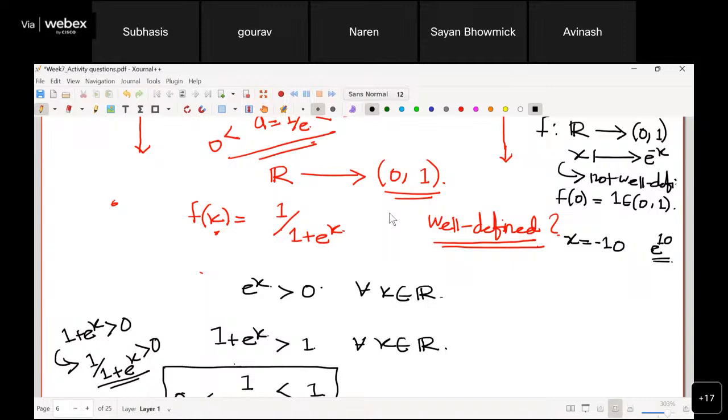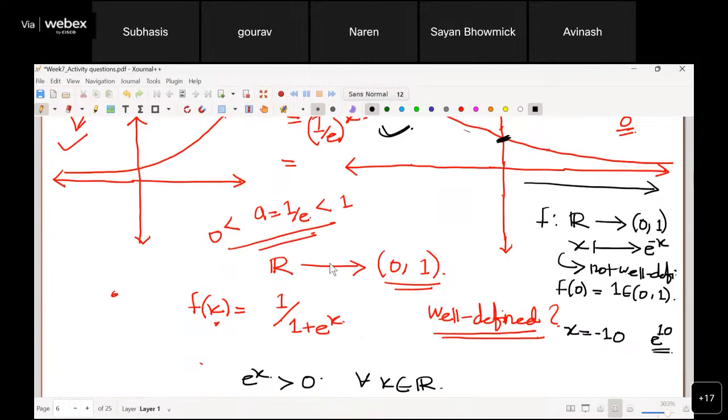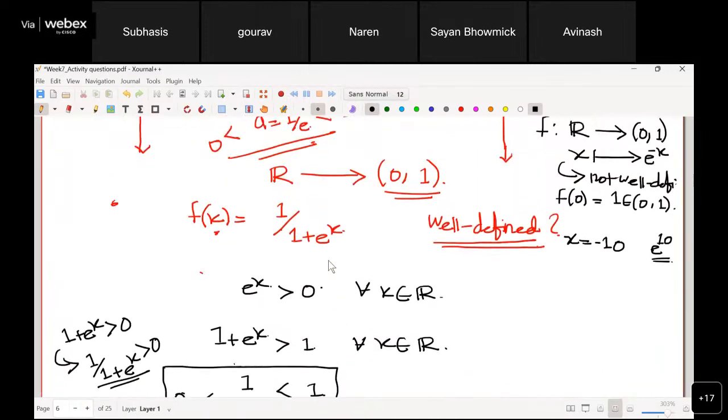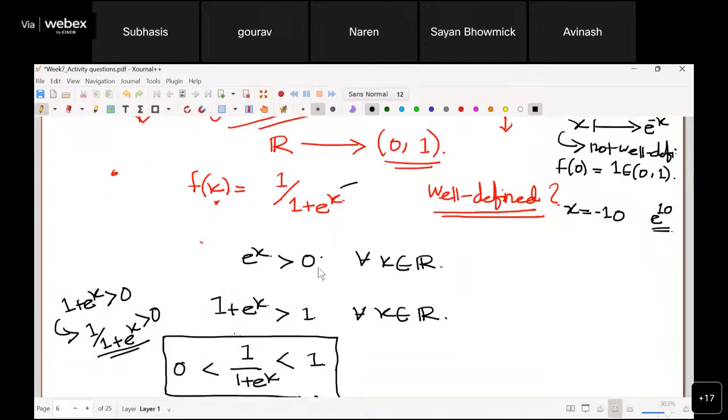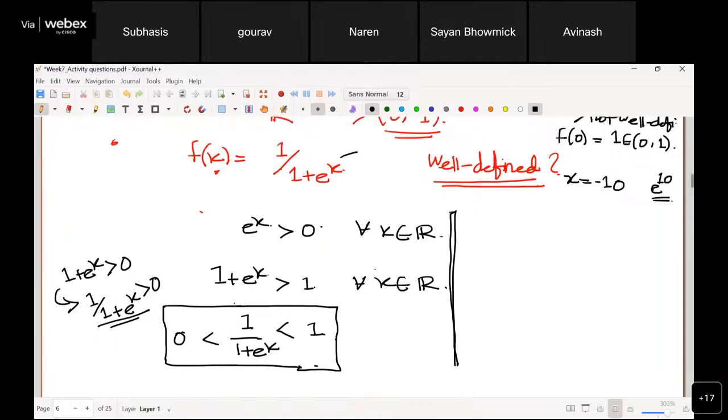Okay, so the next thing we probably need to check is whether this function is bijective, right? Yeah. So for bijection, I first have to check whether this function is injective. So let me try. Suppose f of x equal to f of y. I want to check injectiveness, whether this function is injective. So suppose f of x equal to f of y. In that case, what will I have?